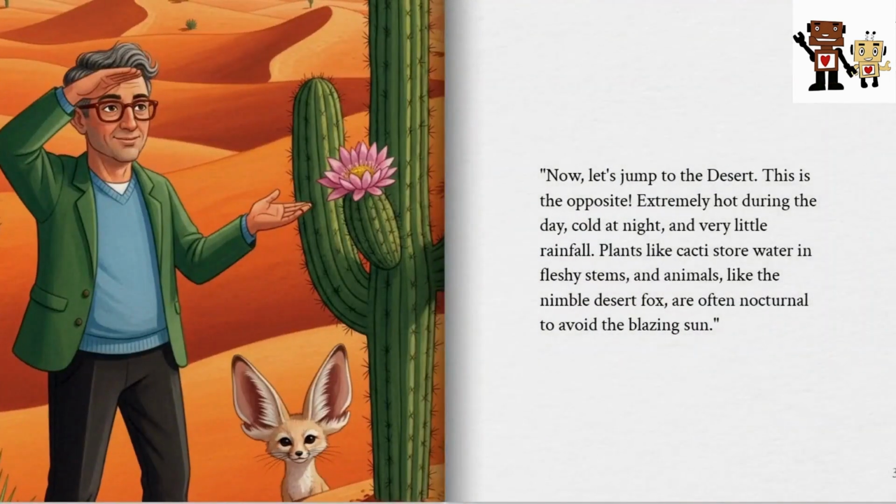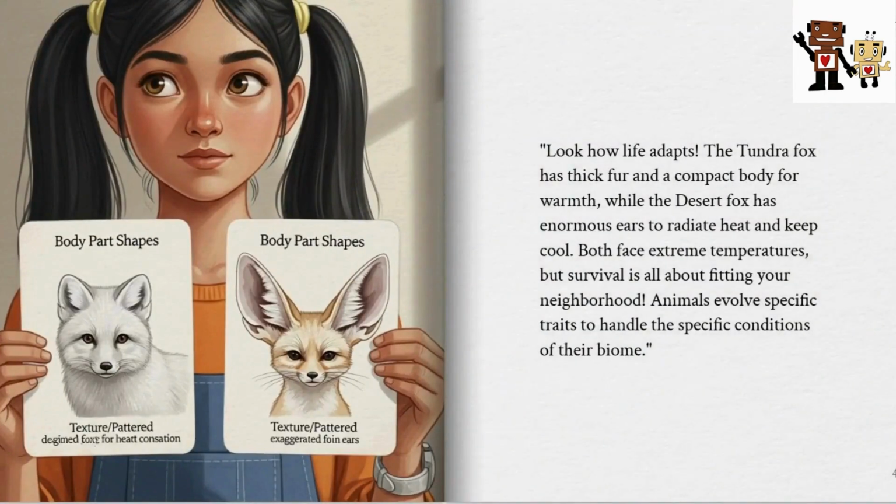Now let's jump to the desert. This is the opposite. Extremely hot during the day, cold at night, and very little rainfall. Plants like cacti store water in fleshy stems, and animals, like the nimble desert fox, are often nocturnal to avoid the blazing sun. Look how life adapts.